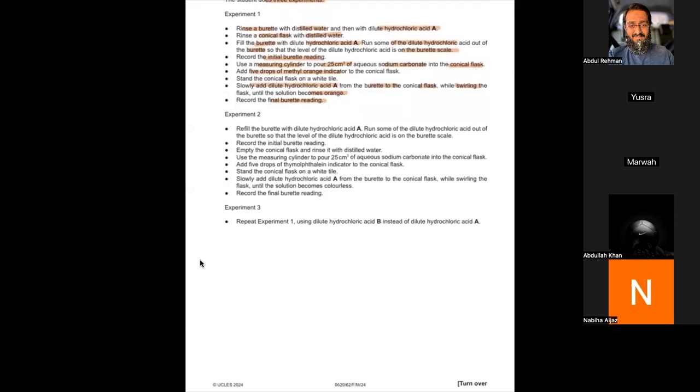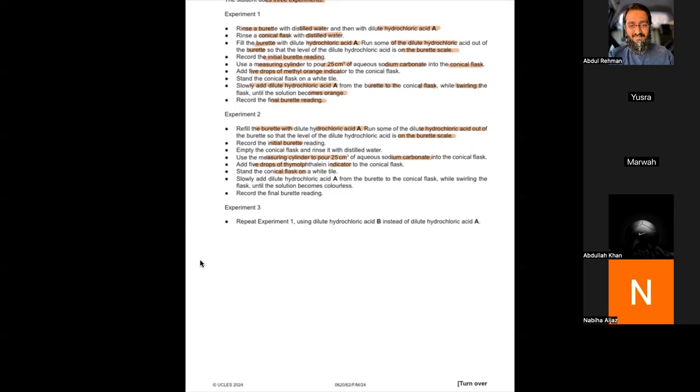Now in experiment 2, refill the burette with dilute hydrochloric acid A. So again in experiment 2, hydrochloric acid A is used. Run some of the dilute hydrochloric acid out of the burette so that it is on the scale. Record the initial burette reading. Empty the conical flask and rinse it with distilled water. Use the measuring cylinder to pour 25 cm³ of sodium carbonate into the flask. Add 5 drops of thymolphthalein indicator to the conical flask. So what is the difference between the two experiments? They just do the same method, but they use a different indicator, right?